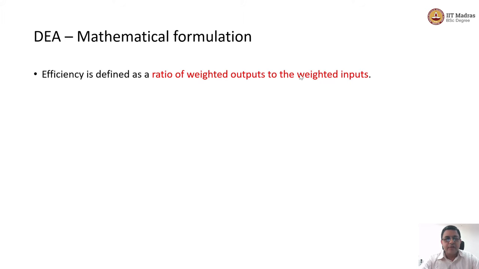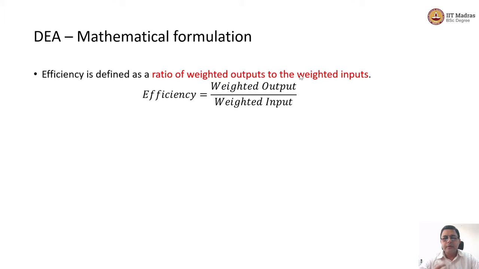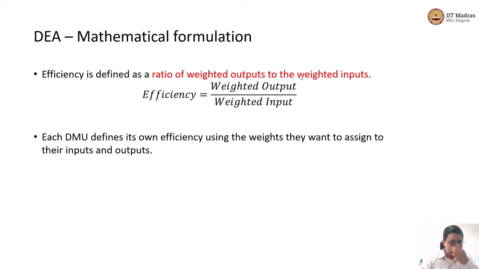Efficiency is defined as the ratio of weighted output to the weighted input. Output divided by input was the definition. Now we are just going to assign weights: summation of weighted output in the numerator, summation of weighted input in the denominator. So, the weights are essentially decided by the DMU. They choose their own weights so that their efficiency is maximized.